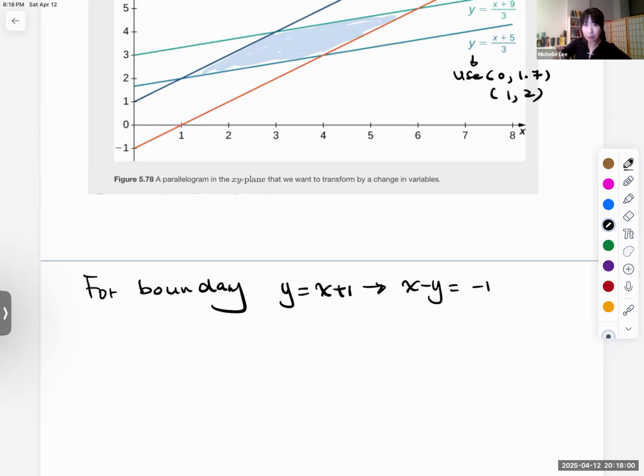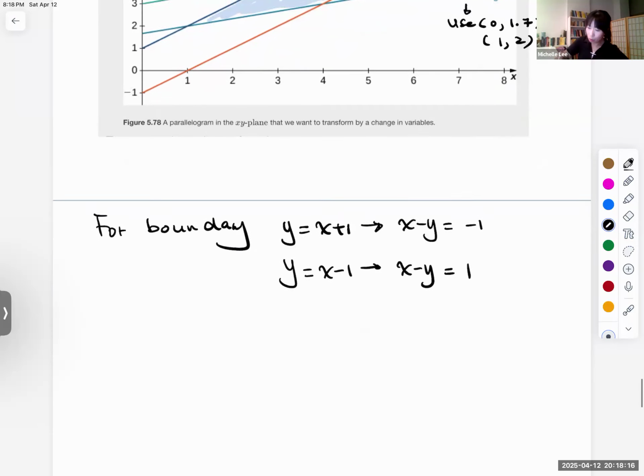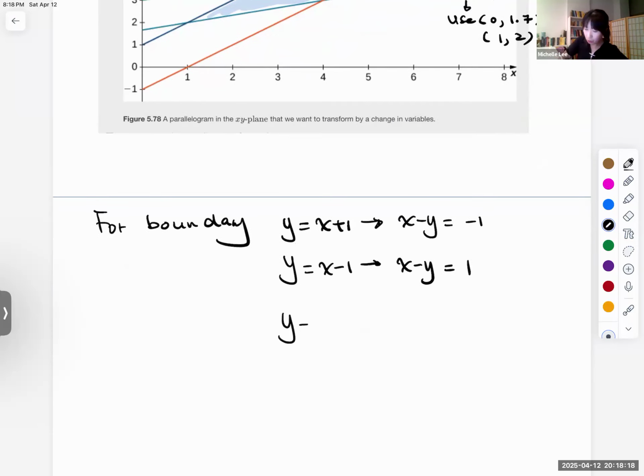Okay, we have another one, y equal to x minus 1. Same thing, we can make y on one side, and negative 1 on the other side. So we have x minus y equal to positive 1 then, right?